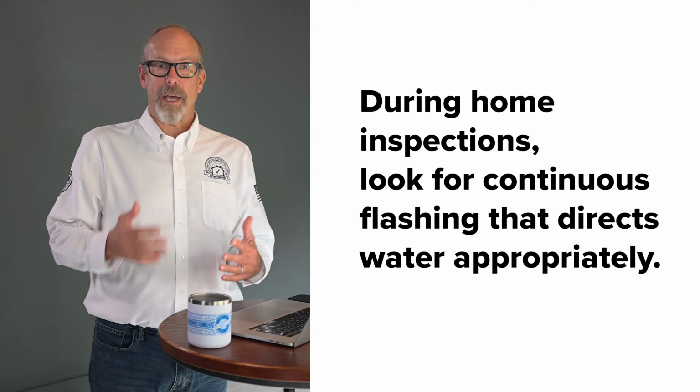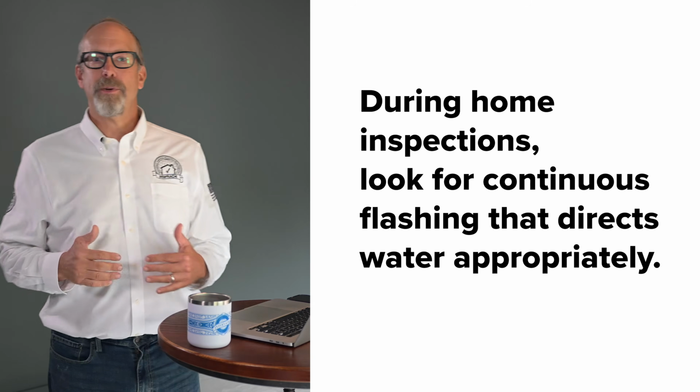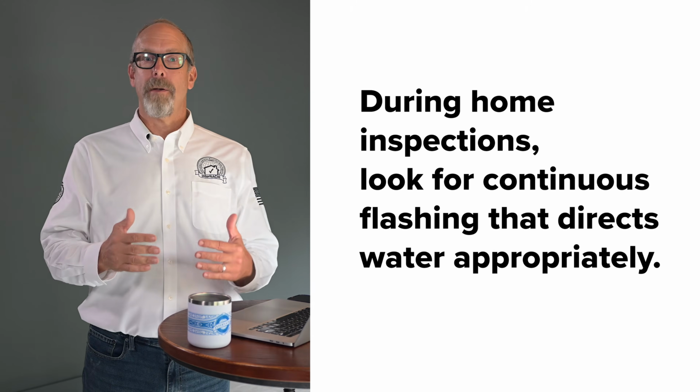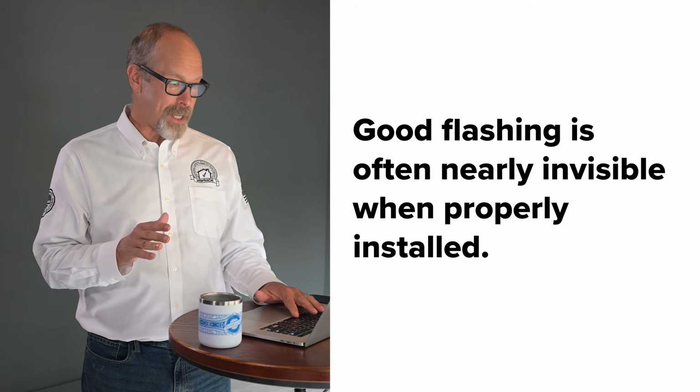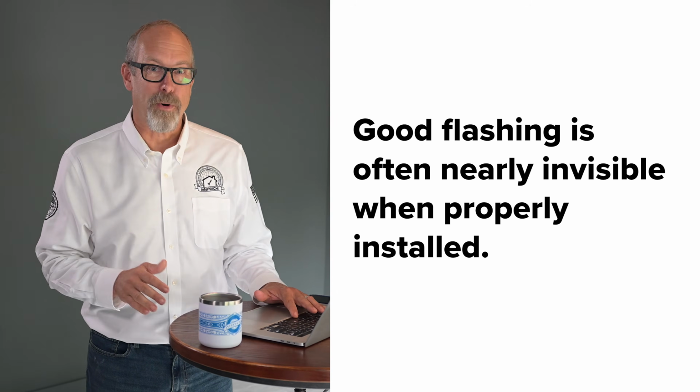So during home inspections, look for continuous flashing that directs water appropriately. Check for proper overlaps, correct materials for the application, and logical water flow paths. Missing kickout flashing, reversed lapped materials, caulk-dependent details are red flags. Remember that good flashing is often nearly invisible when properly installed. It's integrated into the roofing system rather than obviously patched on.